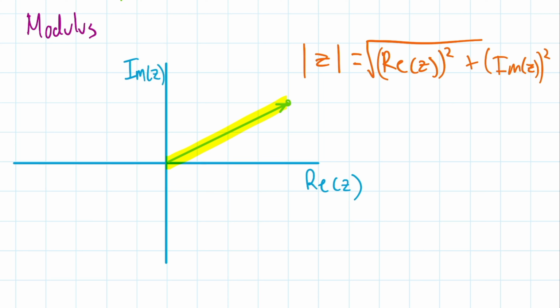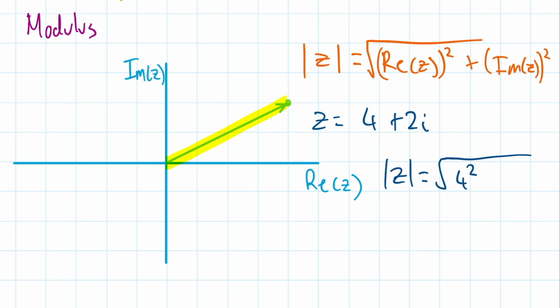If z is equal to this little green dot here, that means z is equal to 4 plus 2i, then the magnitude of z would equal the square root of 4 squared plus 2 squared, which in this case equals the square root of 20. If I simplify my surd, that's going to equal 2 root 5. So again, to find the modulus, I square my real part and I add that to the square of my imaginary component of my complex number.